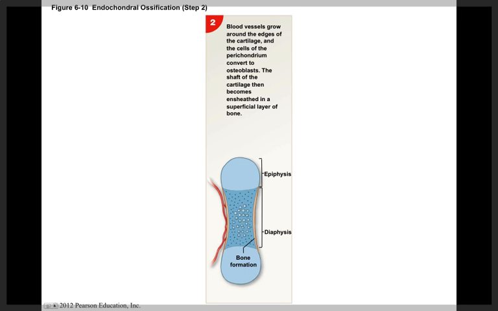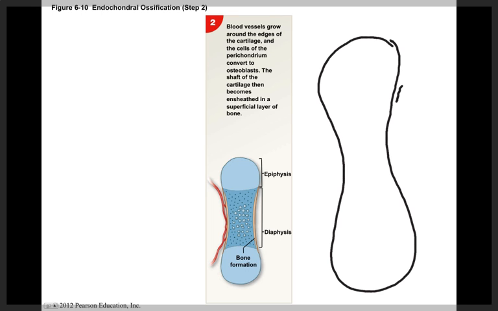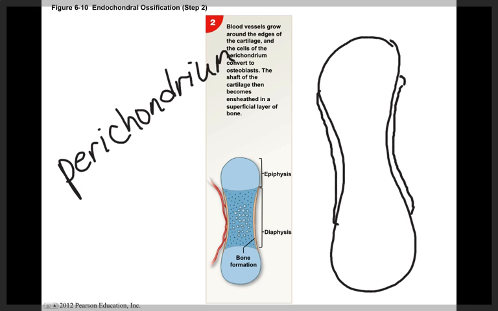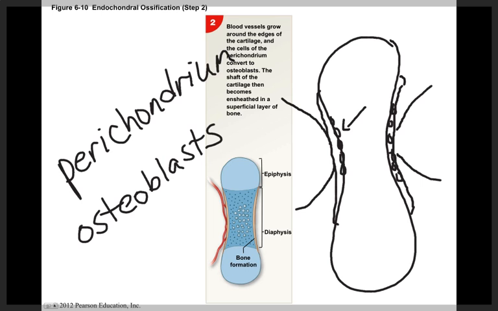The next thing that happens is we look at the perichondrium that surrounds the hyaline cartilage. The perichondrium is a dense, irregular connective tissue that surrounds the shaft of cartilage. The perichondrium has an inner cellular layer to it, and when blood vessels start to grow along the edges of this perichondrium, it stimulates these cells of the perichondrium to convert to osteoblasts. The osteoblasts then begin to build a thin sheath of bone on the diaphysis of the cartilage.